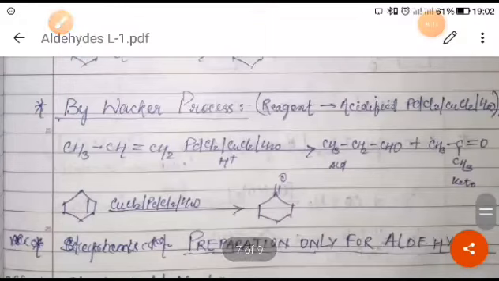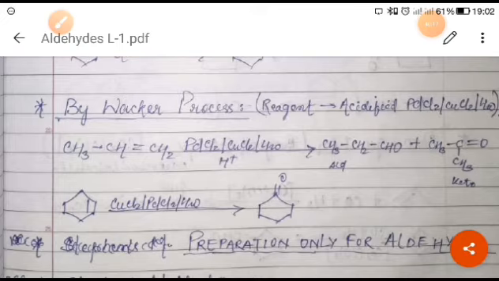Now next is Wacker process. So by Wacker process, what is it? Here alkenes can be converted into aldehyde or ketones by treating with an acidified aqueous solution of palladium chloride, PdCl2, containing a catalytic amount of cupric chloride, which is CuCl2, in presence of air or oxygen. Okay, this method is called what?